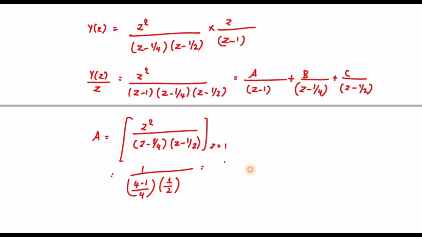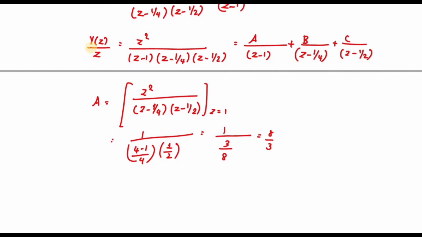So this is nothing but 1 divided by 3 divided by 8, that is equal to 8 divided by 3. So a is nothing but 8 divided by 3. In a similar way, if I want to find the value of b, I am substituting z is equal to 1 by 4. So I have z square divided by, these terms get cancelled out, so we will get z minus 1 into z minus 1 by 2.